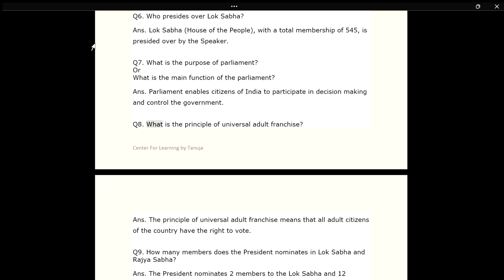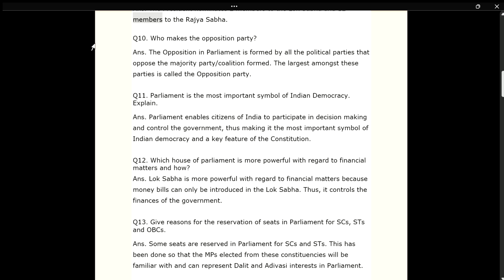Q8. What is the principle of universal adult franchise? Ans. The principle of universal adult franchise means that all adult citizens of the country have the right to vote. Q9. How many members does the President nominate in Lok Sabha and Rajya Sabha? Ans. The President nominates 2 members to the Lok Sabha and 12 members to the Rajya Sabha.